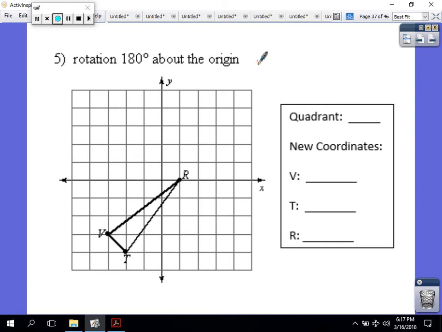180 degree is opposite x, opposite y. And I can give you the coordinates too. For v, it's at -3, -3. And for t, that one's at -2, -4. And r is at 1, 0. So that'll help you out to do your opposite and opposite. So pause the video now and go ahead and try that one, and I'll go over the answer with you.